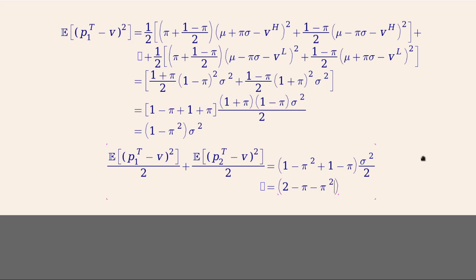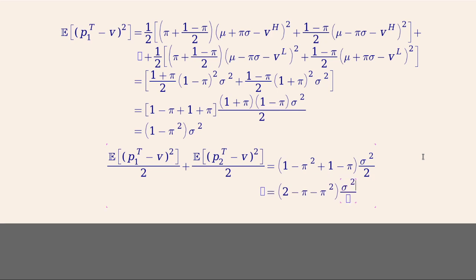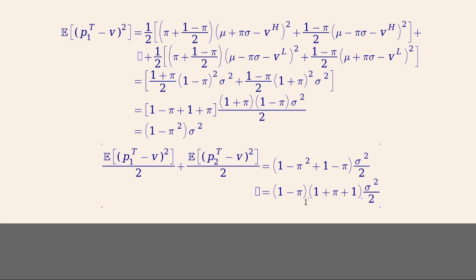Wait, okay, I did something wrong. I was trying to figure out how I should arrive at the expression that I had in the slides. The answer is I probably don't. Okay, so we'll just have this. Oh no, okay, I realize it now. We can unravel this 1 minus pi squared back into the product of 1 plus pi times 1 minus pi, which means that we'll have 1 minus pi times 1 plus pi plus 1. Yeah, that's the way.